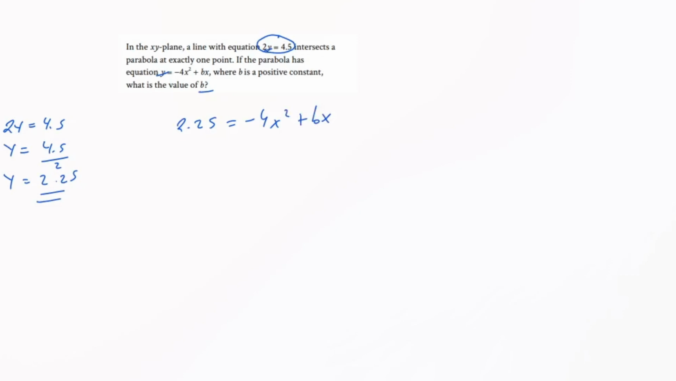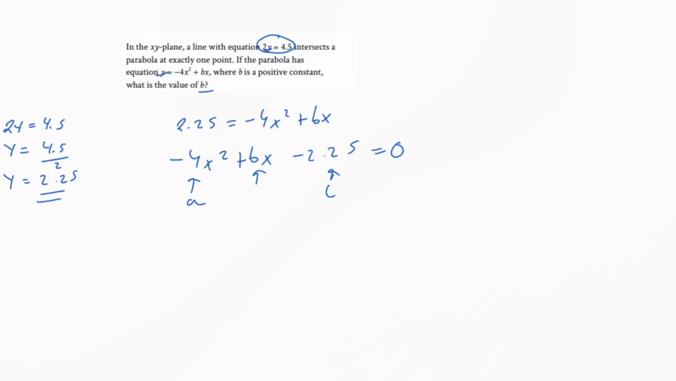Right? And now you rearrange the equation to standard quadratic form. So you just want to rearrange it. It'd be negative 4x squared plus bx minus 2.25 is equal to 0. Okay? Now, since this is in quadratic form, we know that our a would be negative 4, right? Our b is something that we don't know. This is an unknown value, right? And negative 2.25 is our c value.